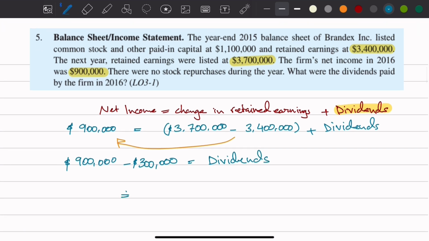What does this mean? It means that dividends equals 900,000 minus 300,000, that's $600,000. And that's it. That's it for this exercise.